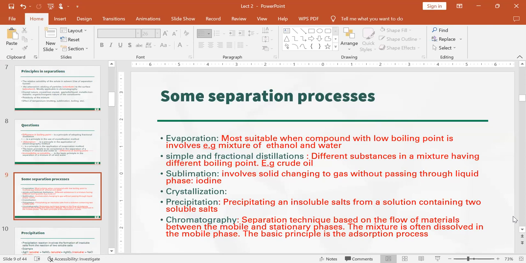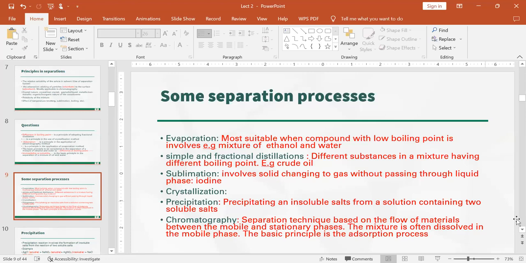Chromatography is a technique based on the flow of materials between phases. The materials you want to separate will be forced to move or pass through a stationary phase. The mobile phase is the one that carries them, like a stream, water moving in a pipe. So that is the mobile phase. Then they will meet the stationary phase and the separation will continue. This is the basic principle of chromatography.